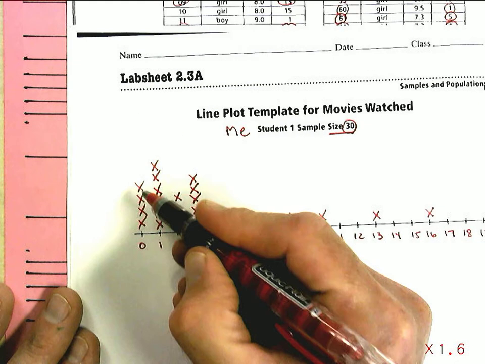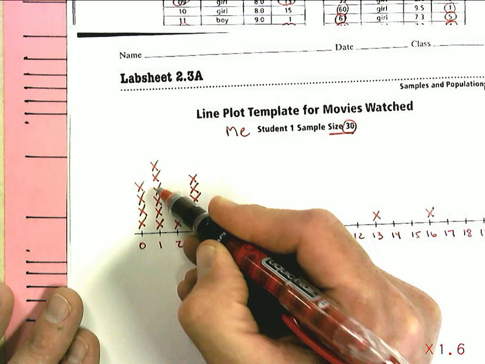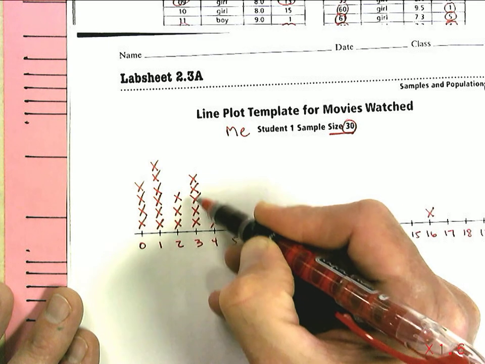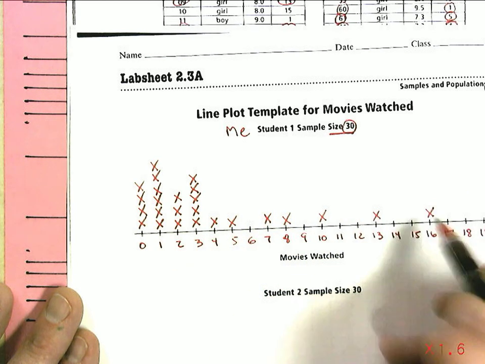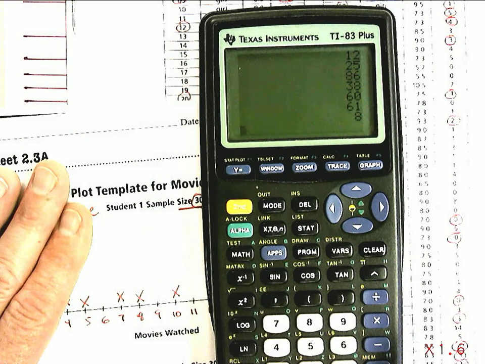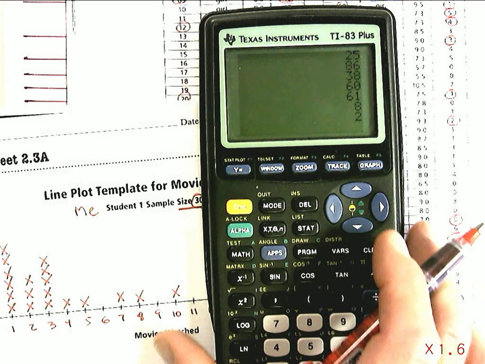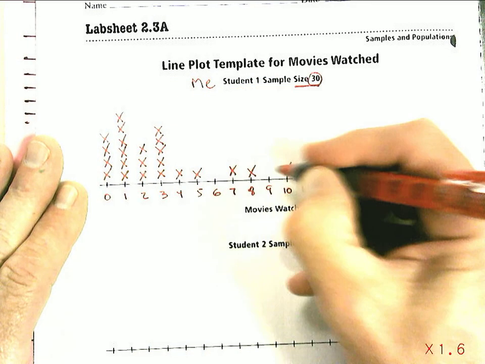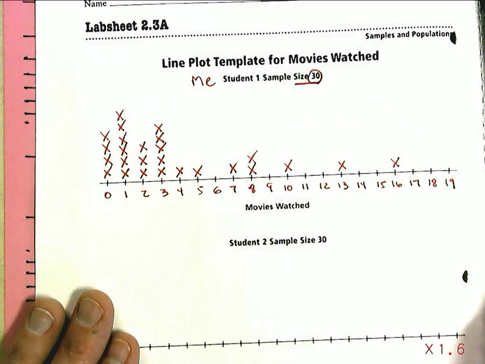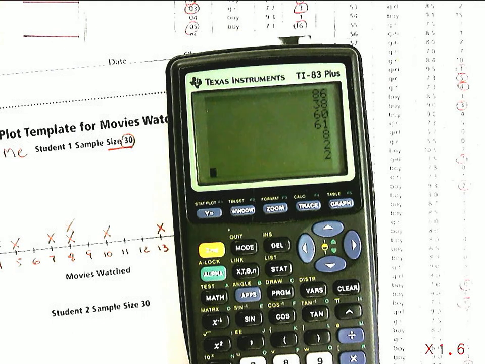And let's see what I have. 1, 2, 3, 4, 5, 6, 7, 8, 9, 10, 14, 15, 16, 17, 18, 19, 20, 21, 22, 23, 24, 25. I need 5 more. So person number 2 watched 8. Right here. And then person number 2 again, there's random.